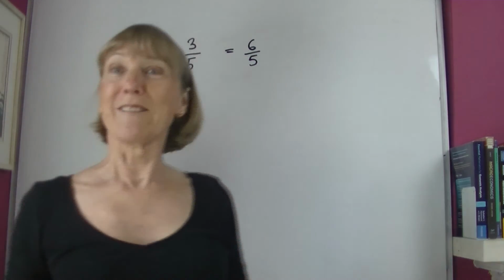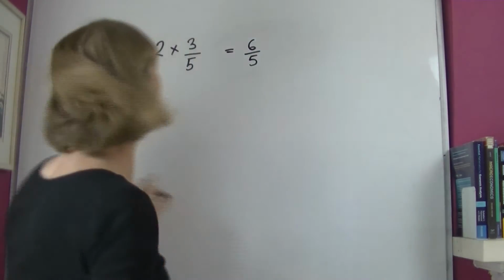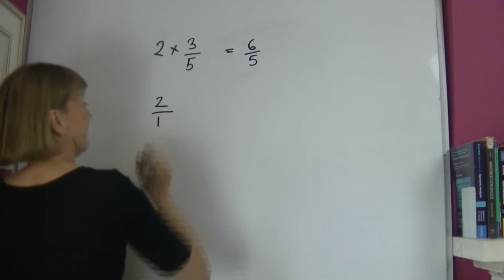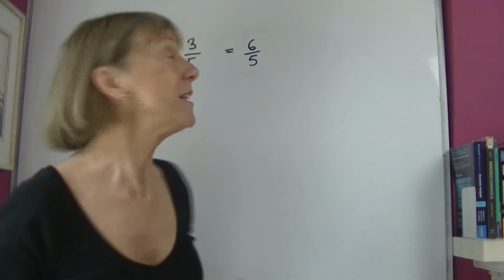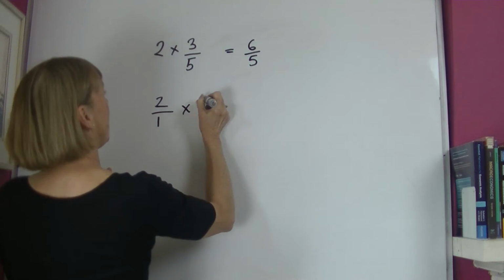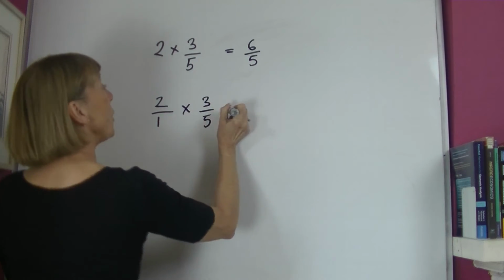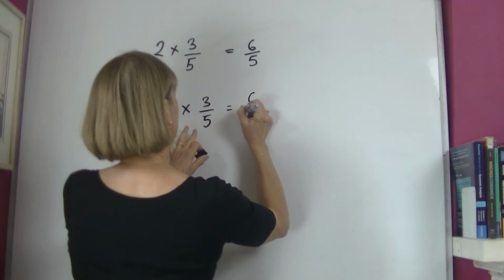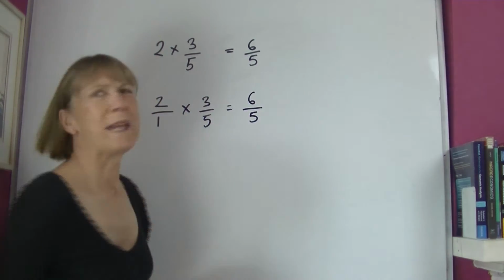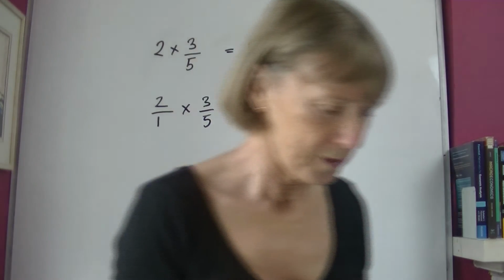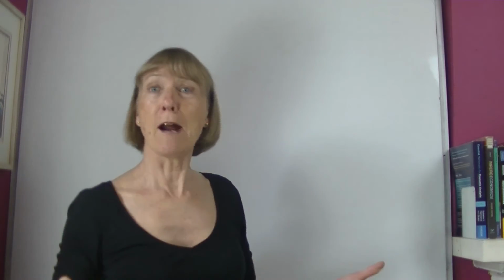Now, if you don't like that, if you think, well, I'm not sure about that, then we can make this into a fraction. 2 over 1 is a fraction, and it means the same as 2, 2 divided by 1. And now we can do what we did before, which was to multiply top and bottom. So 2 times 3 is 6. We get the same answer. But this is the way we'd normally do it. Just multiply the tops.